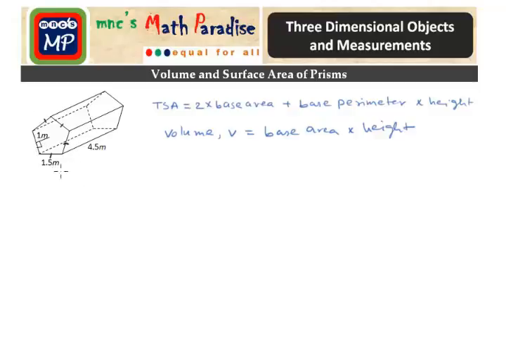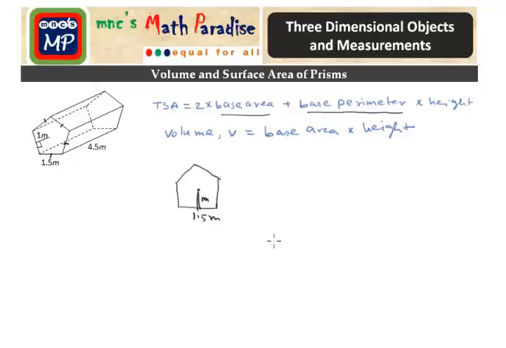So here, to find the total surface area and volume, we need the base area and base perimeter as usual. So we need to find this pentagon's area and perimeter. If we draw this pentagon separately, each of its arms is given 1.5 meter, and the height from the center to one arm is given as 1 meter.